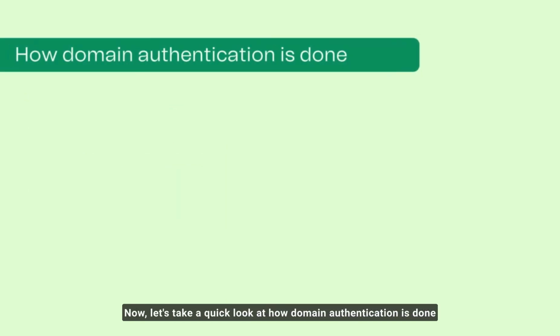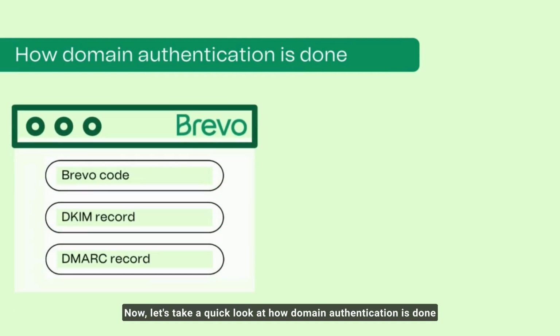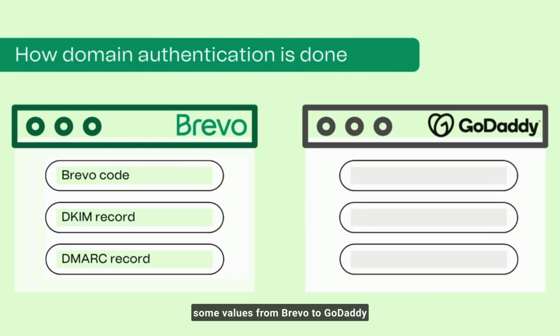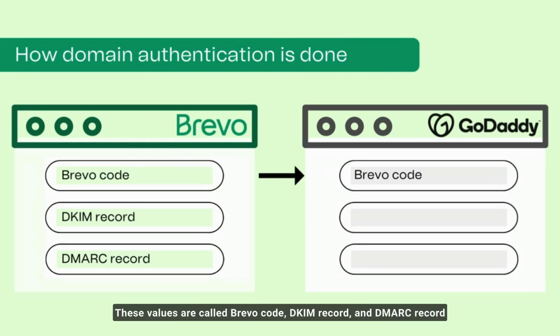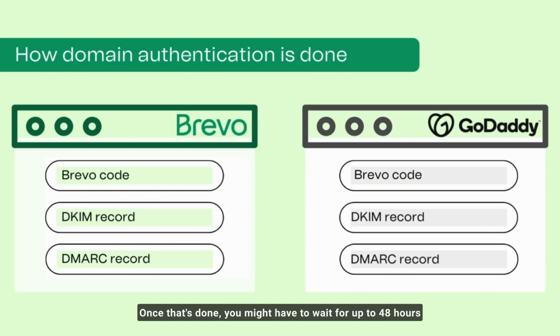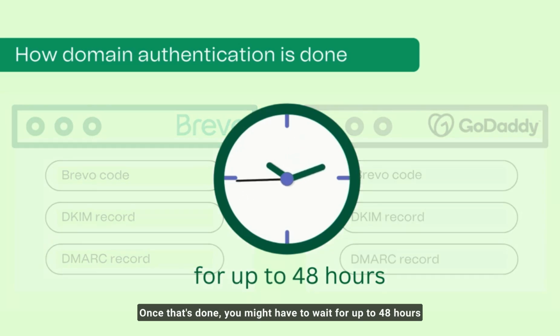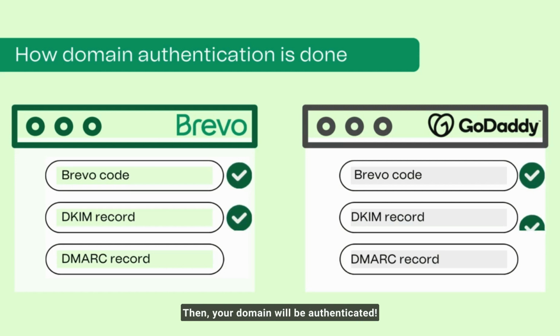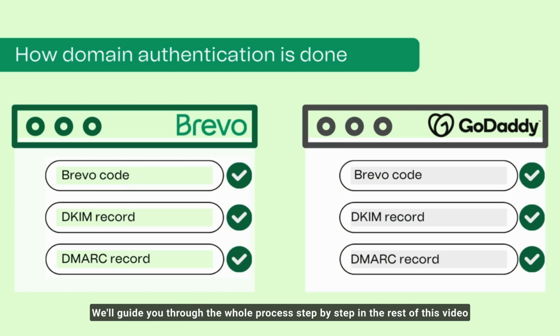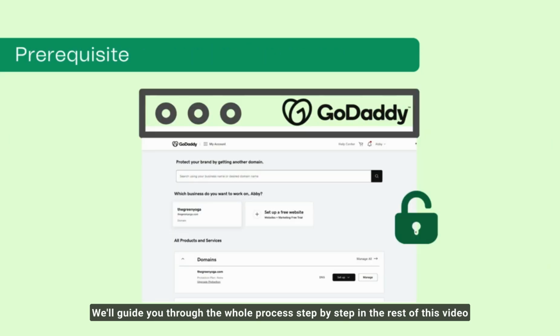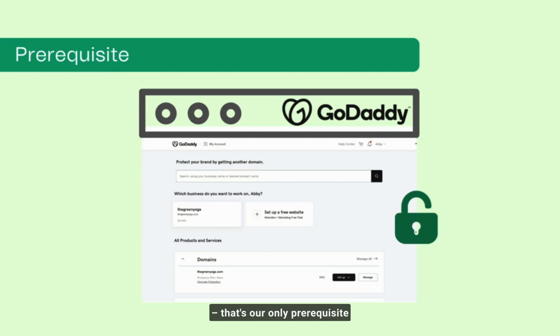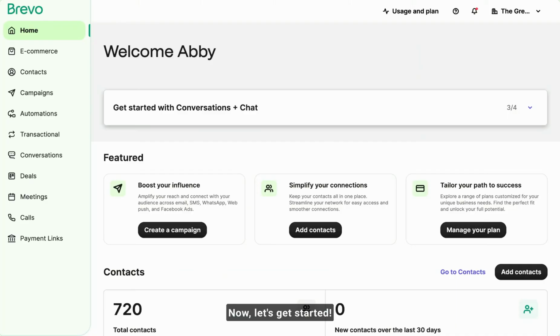Now, let's take a quick look at how domain authentication is done. Authenticating your domain mostly requires you to copy-paste some values from Brevo to GoDaddy. These values are called Brevo code, DKIM record, and DMARC record. Once that's done, you might have to wait for up to 48 hours for the changes to take effect. Then, your domain will be authenticated. We'll guide you through the whole process step by step in the rest of this video. Before we dive in, make sure you have access to your GoDaddy account. That's our only prerequisite. Now, let's get started.